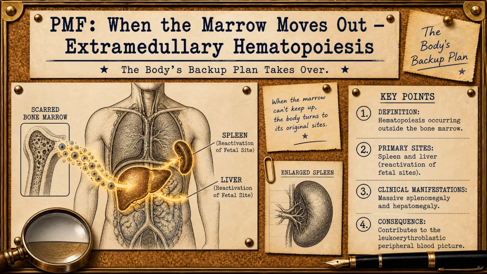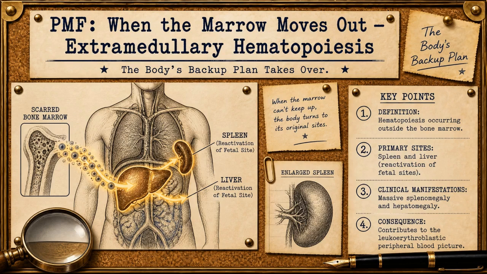These organs were active sites of blood cell production during fetal development, and they can be reactivated in times of severe bone marrow stress. This is why splenomegaly, often massive, and hepatomegaly, enlarged liver, are such common clinical manifestations in PMF patients. The cause in PMF is directly linked to the extensive fibrosis.